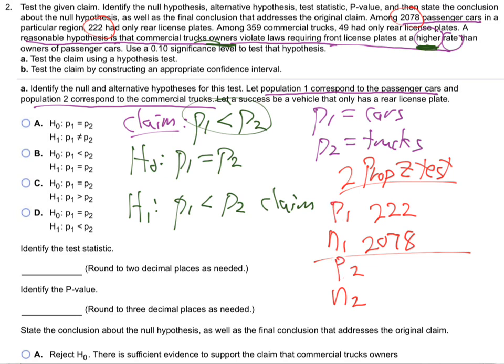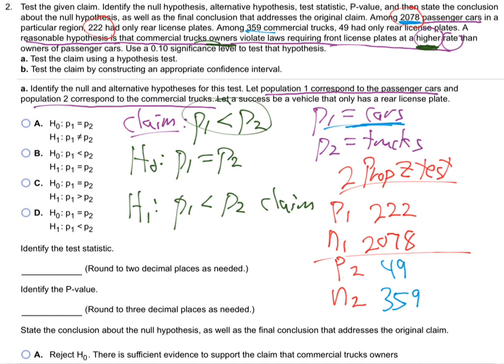What I'm saying is, we don't need to add them, because that's the total. 2078 passenger cars, that's the total. That's the n. Does it matter which one you put in? They told me to put cars in P1. So that is cars. And then trucks come next. 359 trucks, and 49 only had rear license plates. Does this make sense? So you just plug them in like that? Same kind of thing as usual.